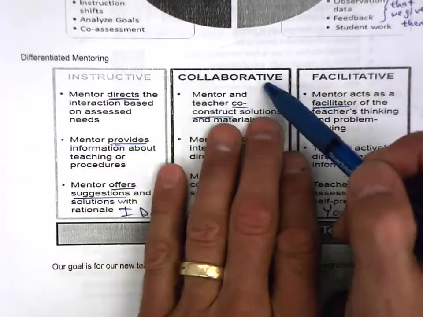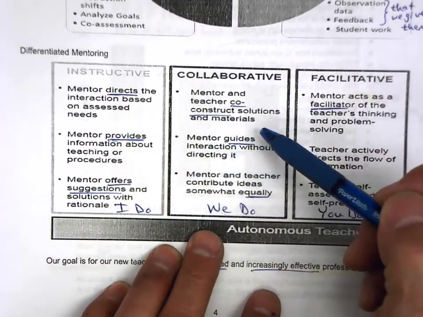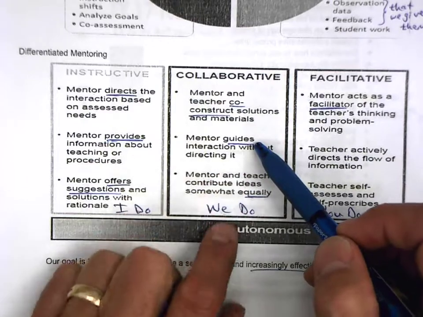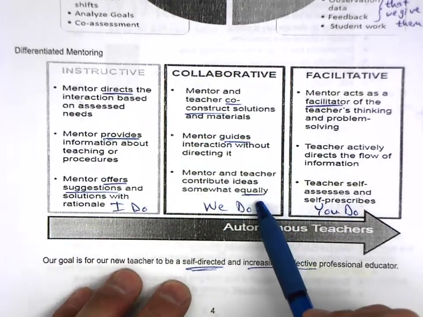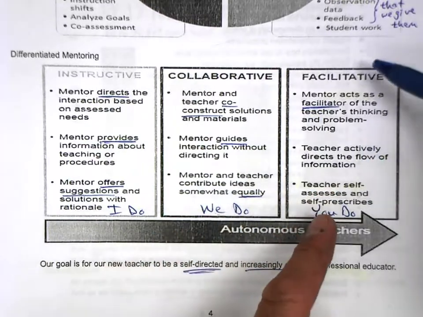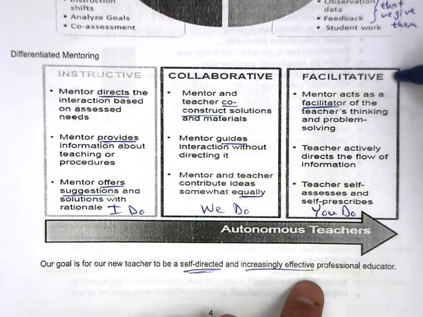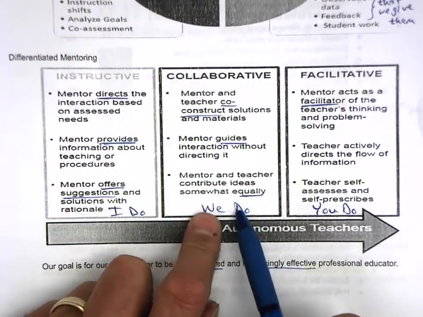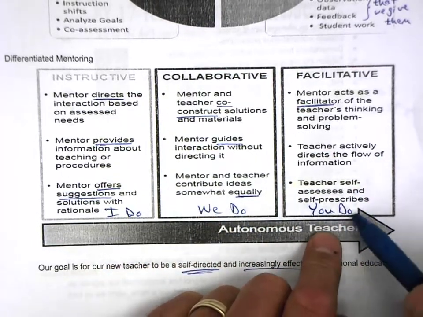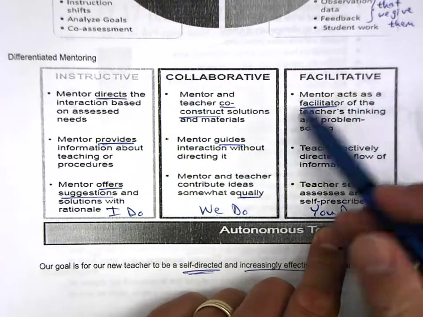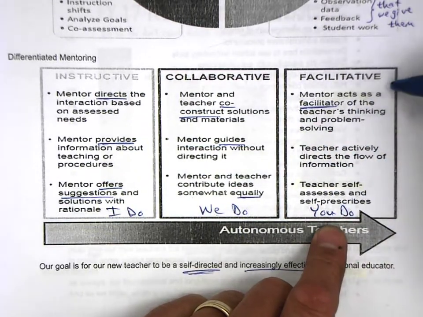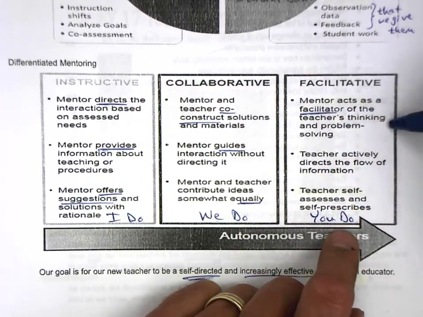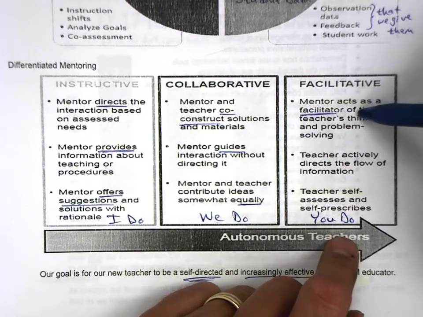But we also want to make sure that we're shifting over to be collaborative, meaning that we're working with the new teacher and co-laboring with them or guiding them and equally working on the solution. But our goal really is to be facilitative, right? The I do is the teacher telling the student what to do. The we do is the teacher and the student doing it together. And you do as a teacher, that's our goal, as the student is able to do it on their own. Same concept here with your new teacher. You want to be facilitative. You want to draw them into where they are the ones that are identifying an issue that needs to be worked on.